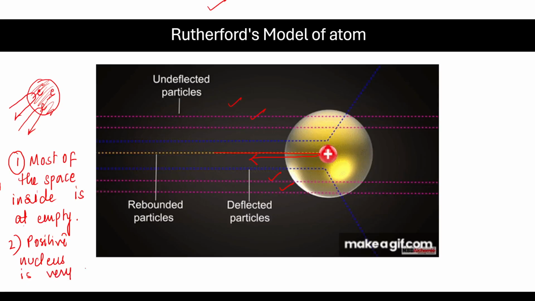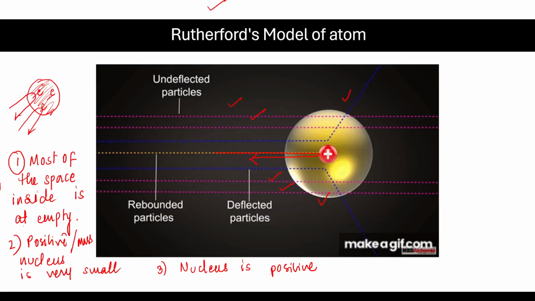Why was it very small? Because only very few came back, and then a few were deflected at a large angle. So that showed that the positive mass is centered, is focused. So the heavy mass is very small. The nucleus is very, very small.